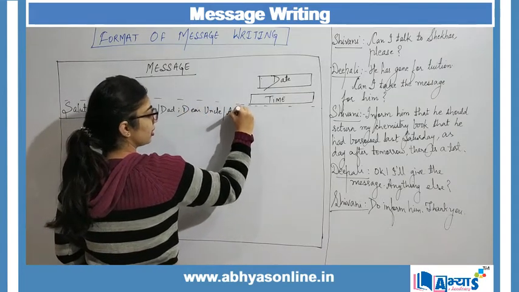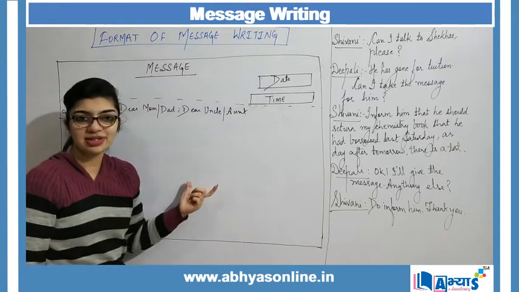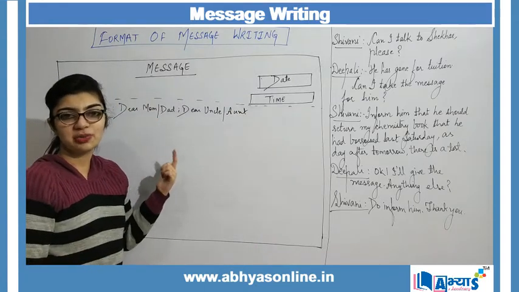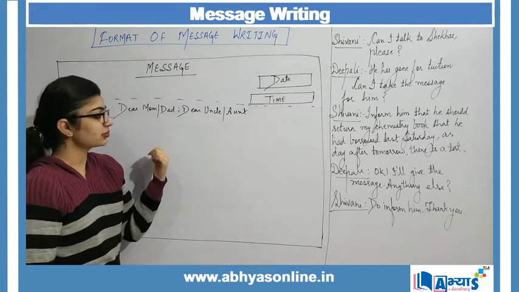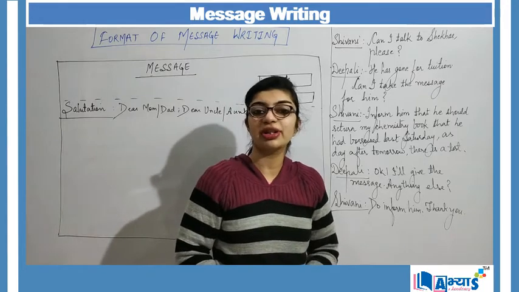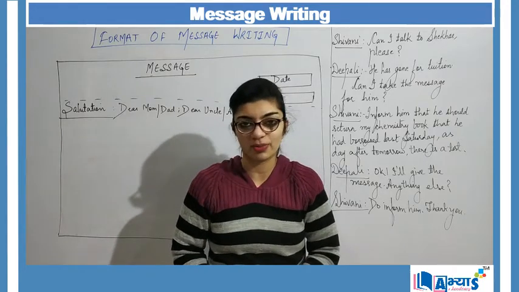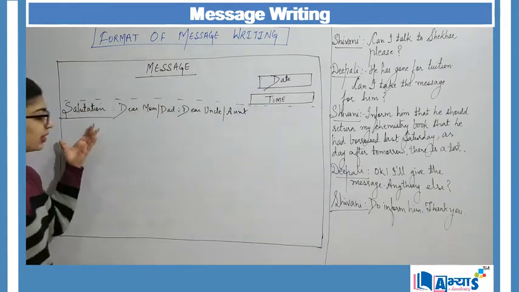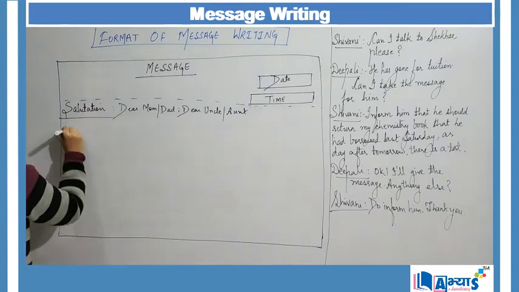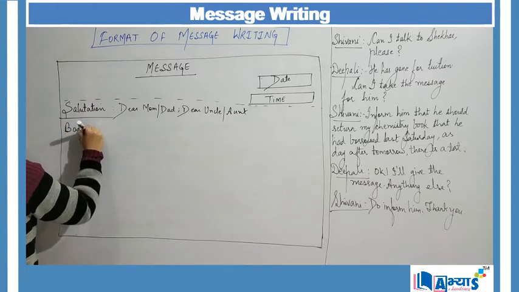or "aunt." Whoever you have to deliver the message to, you have to mention the name of the person over there. Or if there is no relation and you just have to mention the name, then you can mention the name as well. And then you have to begin with the body. So here there will be the body of your message.